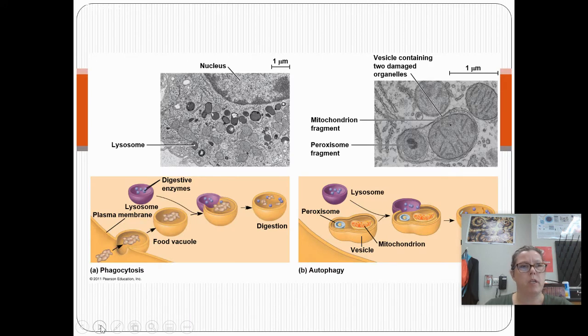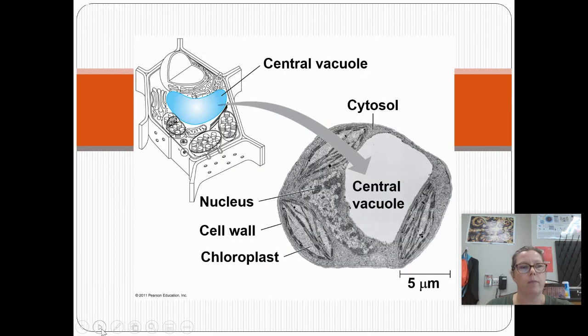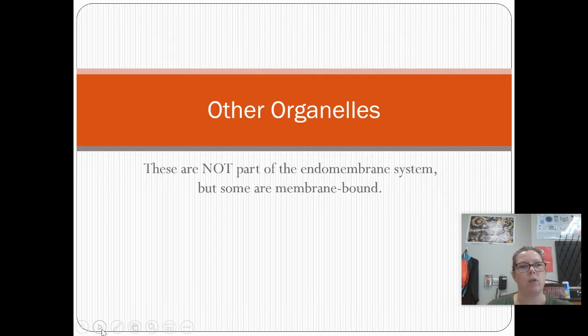So there's pictures here. And again, you're going to have this PowerPoint available to you. This is showing you how the lysosome can fuse with food vacuoles to help with digestion. Here, the lysosome is actually fusing with a vesicle that contains some old, worn-out organelles and digesting them. That's what you're seeing there. Okay, and there's what a large central vacuole looks like.